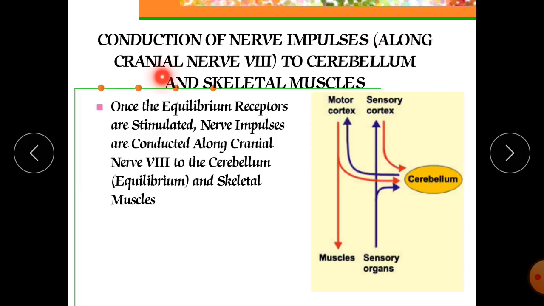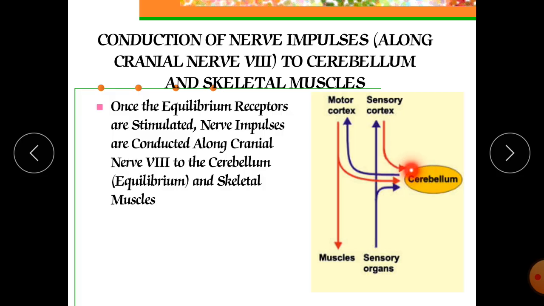Conduction of nerve impulses along cranial nerve 8 to the cerebellum and skeletal muscle. Once equilibrium receptors are stimulated, nerve impulses are conducted along cranial nerve 8 to the cerebellum and skeletal muscle. So along with the saccules and utricles, and the semicircular canals, the cerebellum is another part of our brain which is responsible for maintenance of our balance. This part of the brain also has a great role in the maintenance of balance.